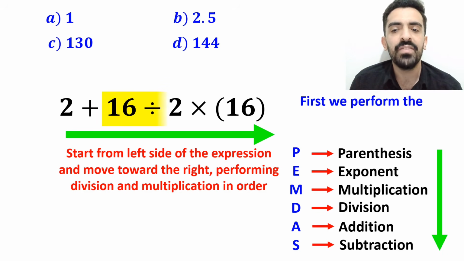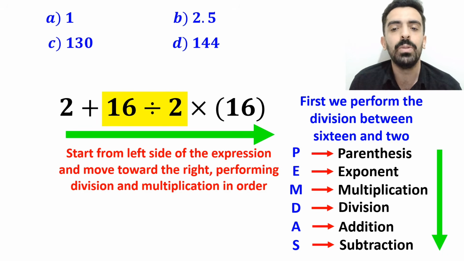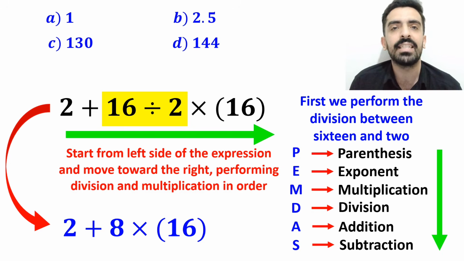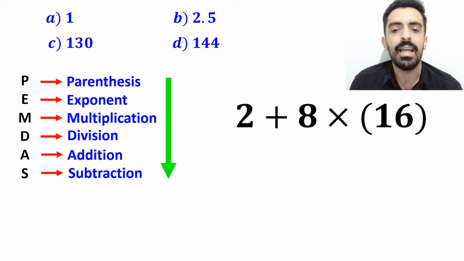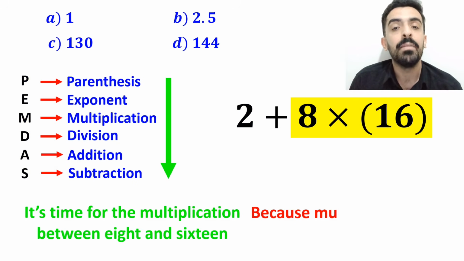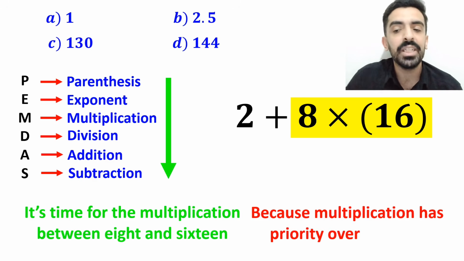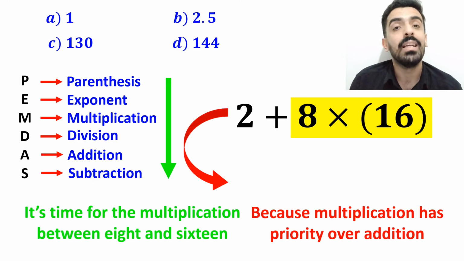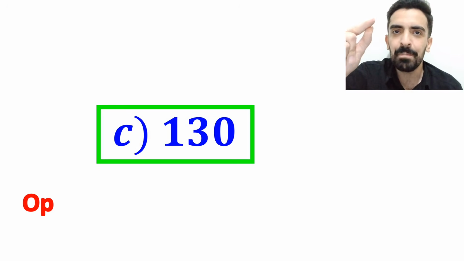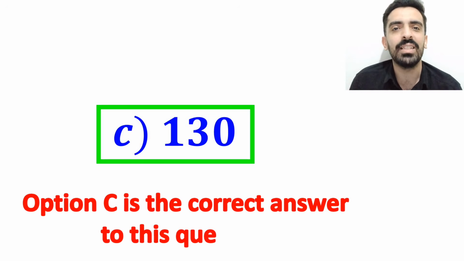So, first we perform the division between 16 and 2, which simplifies this expression to 2 + 8 × 16. And the next step, it's time for the multiplication between 8 and 16, because multiplication has priority over addition. So, instead of this expression, we can write 2 + 128, which ultimately gives us the answer 130. Therefore, option C is the correct answer to this question.